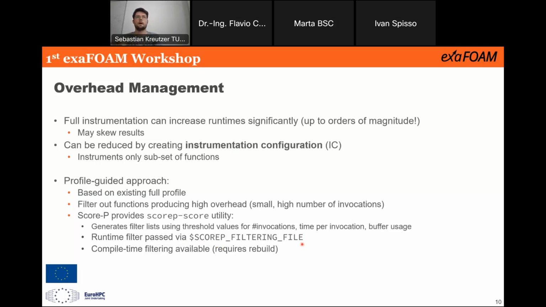The drawback here is that it doesn't eliminate all the overhead because the instrumentation is still there. It's just that ScoreP will not record it. So the probe will jump into ScoreP, and ScoreP will just ignore it and not record any data. There is an option to use compile time filtering, so you can use the same filter file and recompile, but for large codes, that is not very practical.